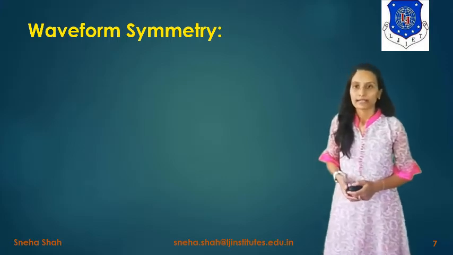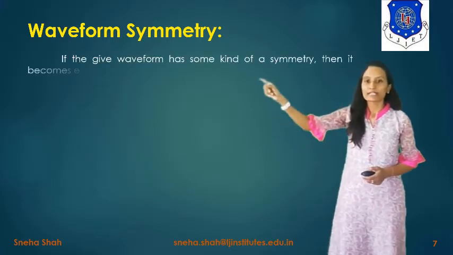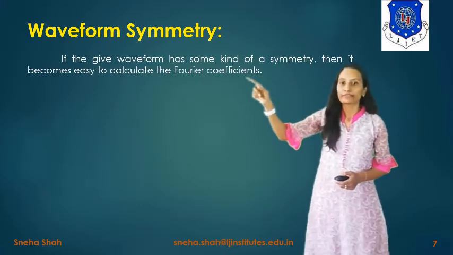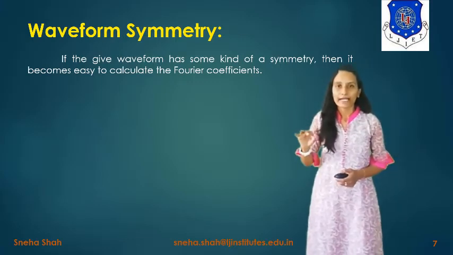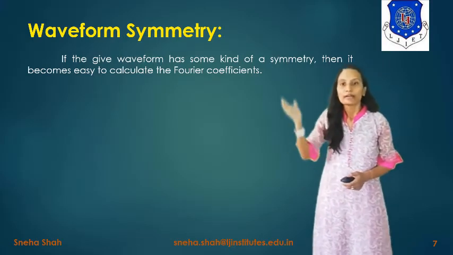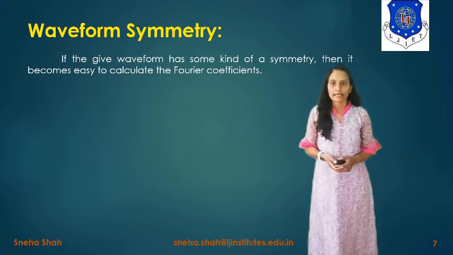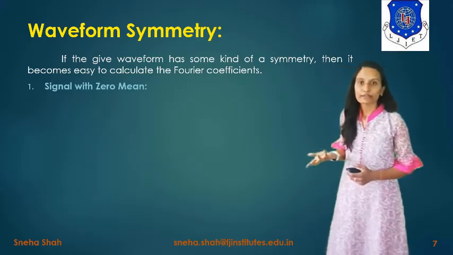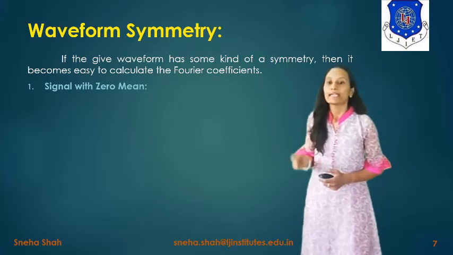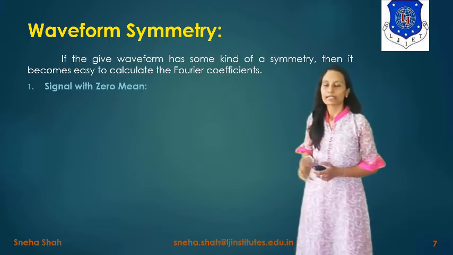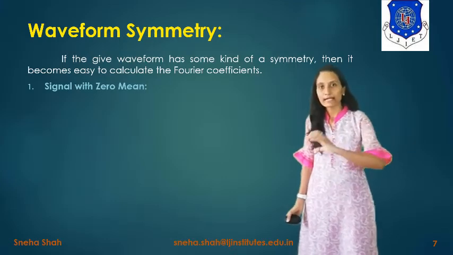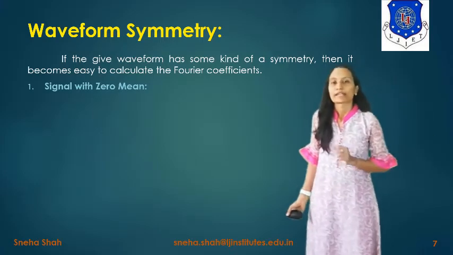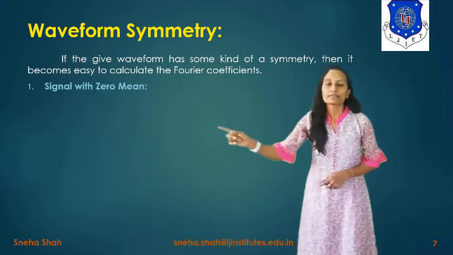So starting with waveform symmetry: if the given waveform has some kind of symmetry, then it becomes easy to calculate the Fourier coefficients. It means that to find Fourier coefficients easily, we have to use this waveform symmetry. The first waveform symmetry is a signal with zero mean. Now what is the mean? Mean means the average value. If the signal has an average value equal to 0, it means half the part will be on the positive side and half on the negative side, so it will give an average equal to 0. This kind of signal is a signal with zero mean.